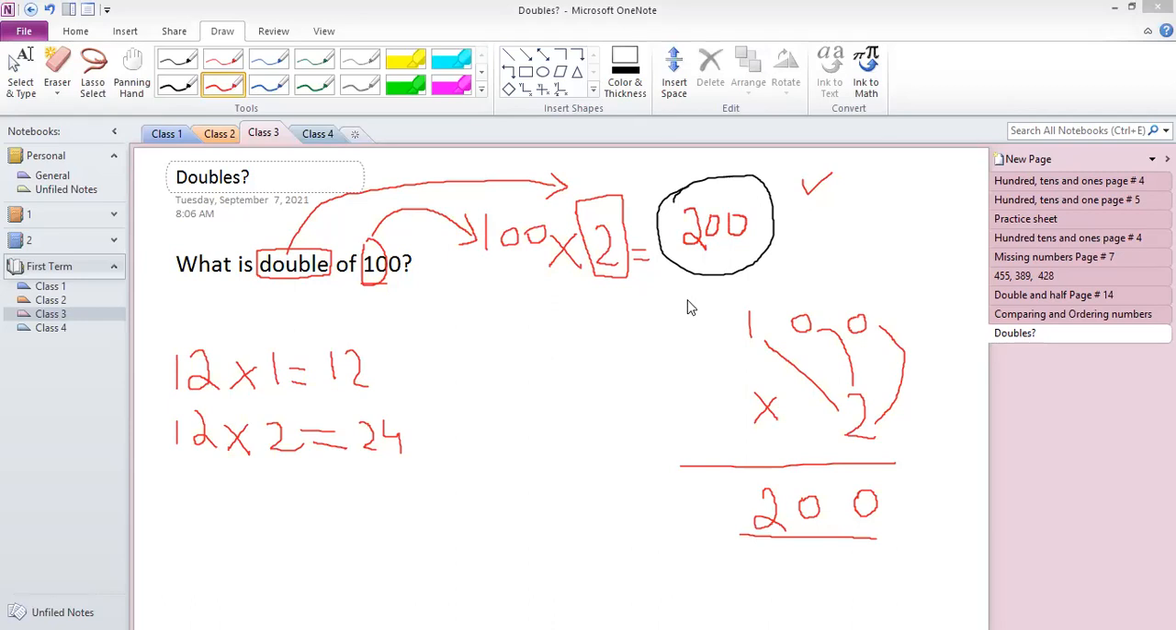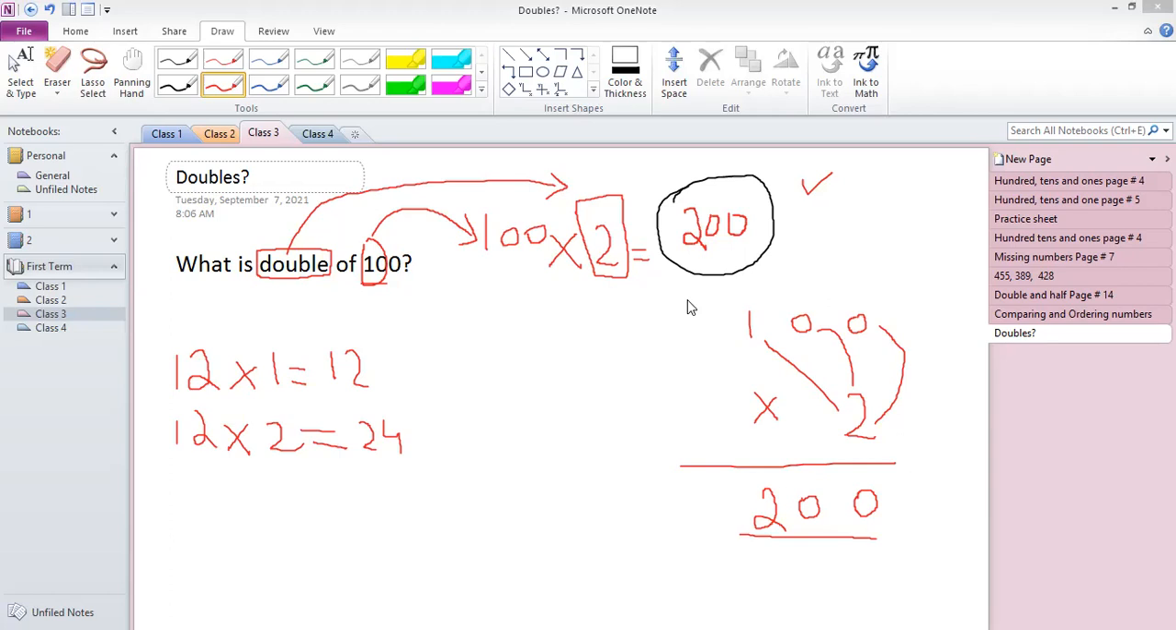Very good. So guys, if you know the table, you can easily answer me. How? You just have to multiply that number by 2 and you will find the answer. Double of 2 is 4 because 2 multiplied by 2 equals 4. Double of 3 is 6 because 3 multiplied by 2 is 6. Double of 4 is 8. Why? Because 4 multiplied by 2 equals 8.